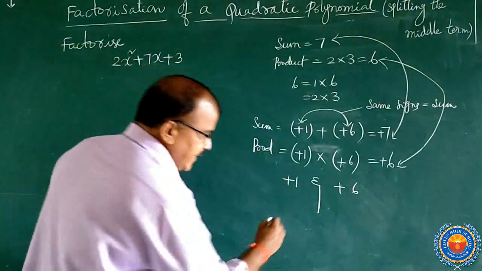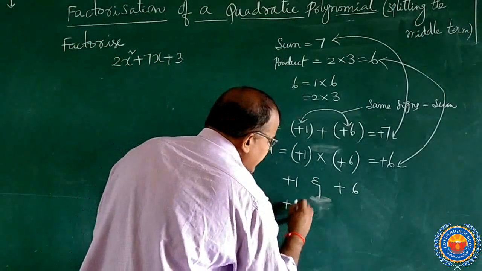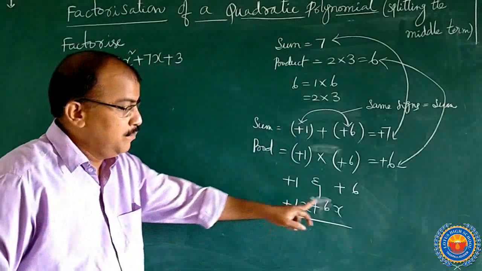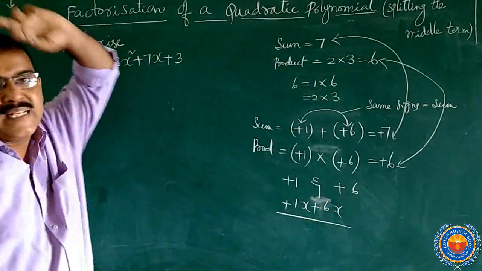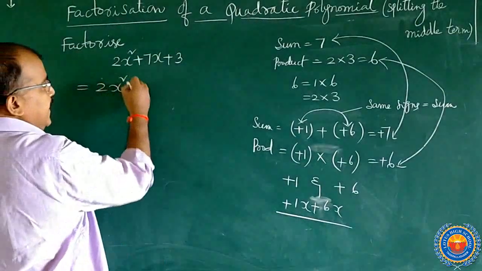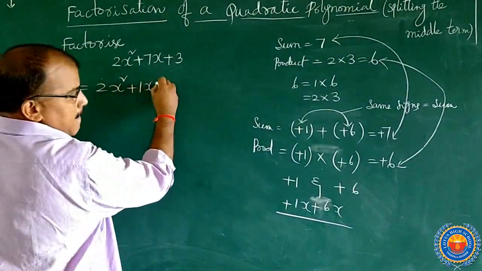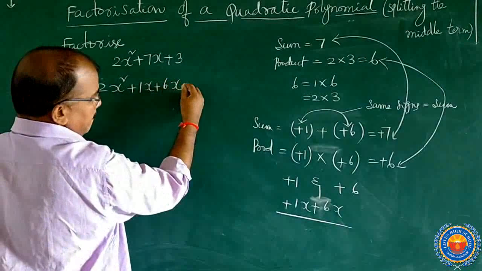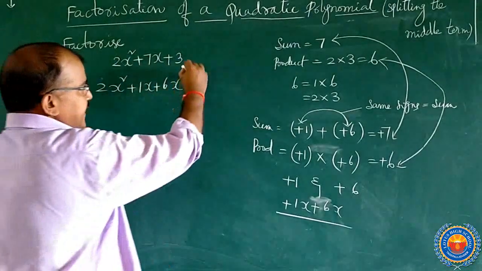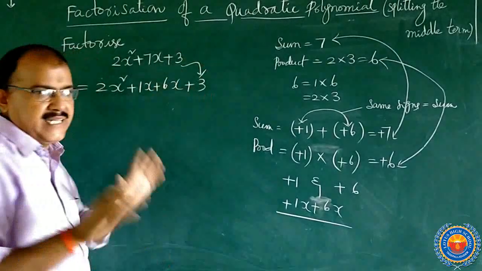So we can write plus 1x plus 6x. Plus 1x plus 6x is nothing but plus 7x. Okay. 2x square plus 1x plus 6x plus 3. Don't write 2 3s are 6 here. As it is, whatever constant is there, write that number only.